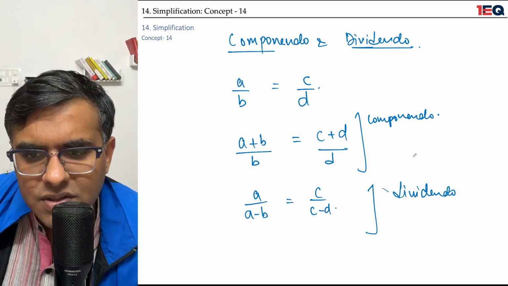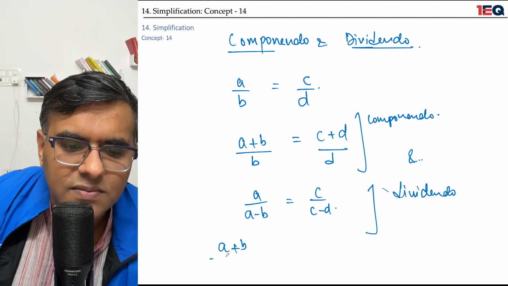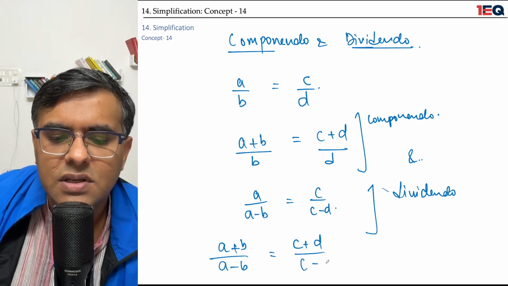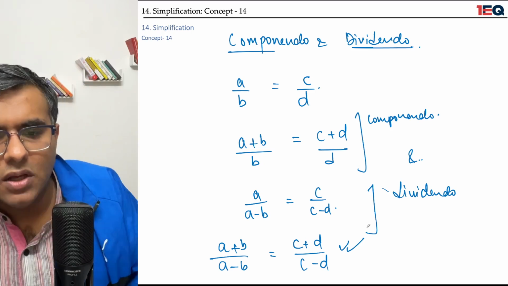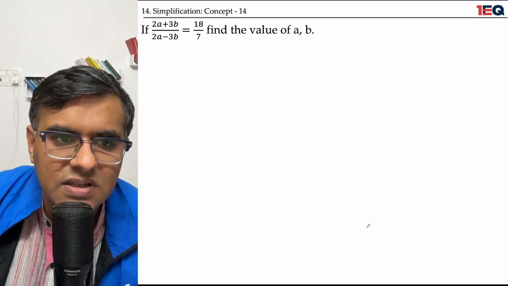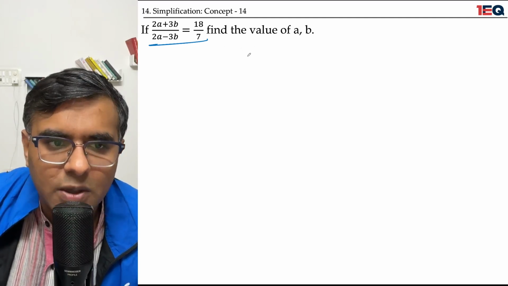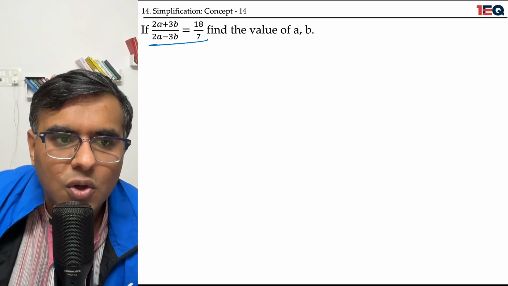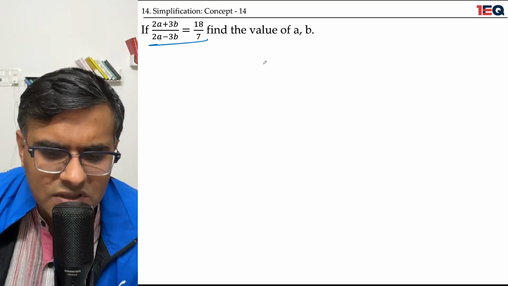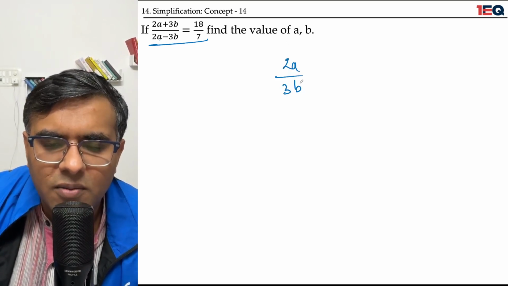And if I wish to apply a combination of componendo and dividendo, what I would get would be a plus b upon a minus b is equal to c plus d upon c minus d. This is how componendo and dividendo works, and this is very useful because in such a question you might take a lot of time to solve it, but it can be solved very quickly. I'll tell you the quick method. 2a is common, 3b is common, so we can apply componendo and dividendo because it is applied on uniform questions. So the answer would be 2a upon 3b.